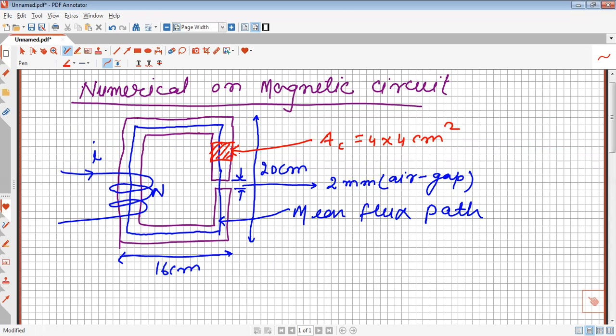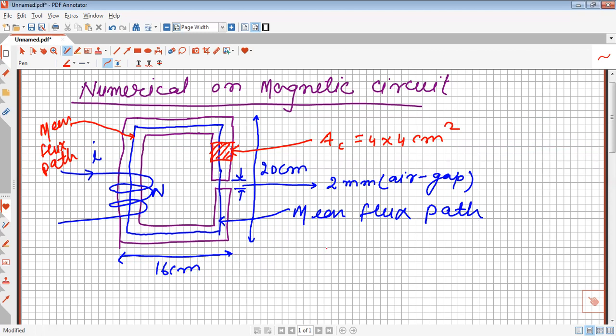This is called the mean flux path. This path is also known as the mean flux path. So now the flux is flowing here, and there is an air gap here, a cut is given. This air gap length is given as 2 millimeter. And from here to here, the total length is 20 centimeter, and from here to here, its length is 16 centimeter.